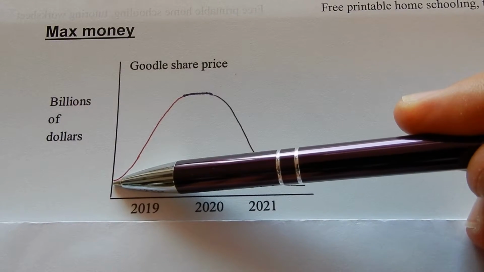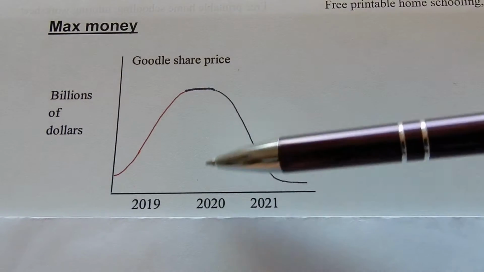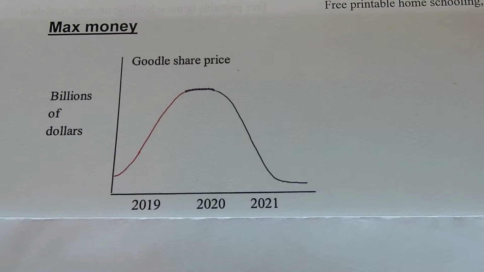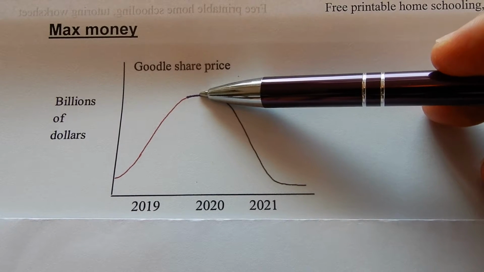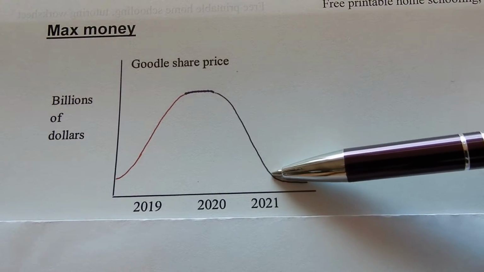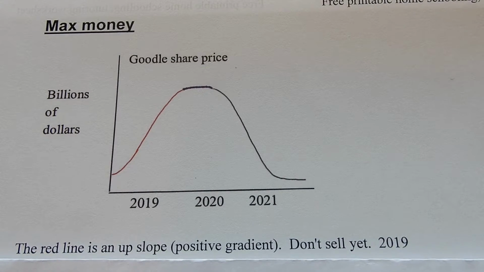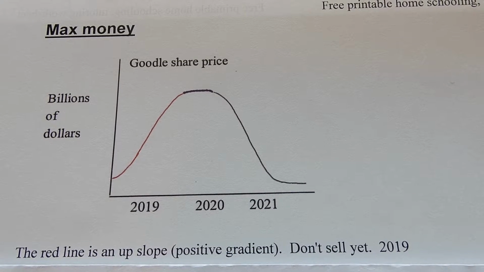The shares started off here in 1919. They'd increased by about 2020. The Google shares have got to their maximum price, and then they start falling. This happens because other companies come along and do the job better.